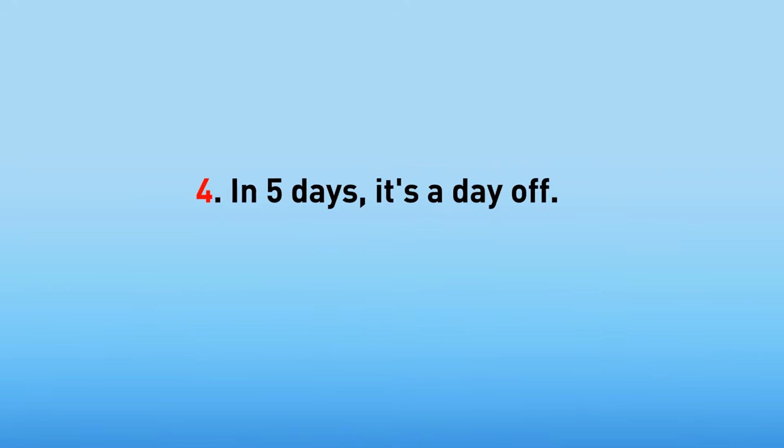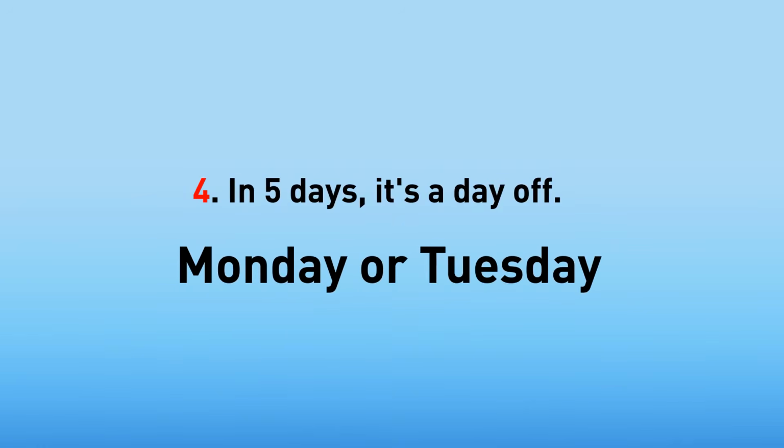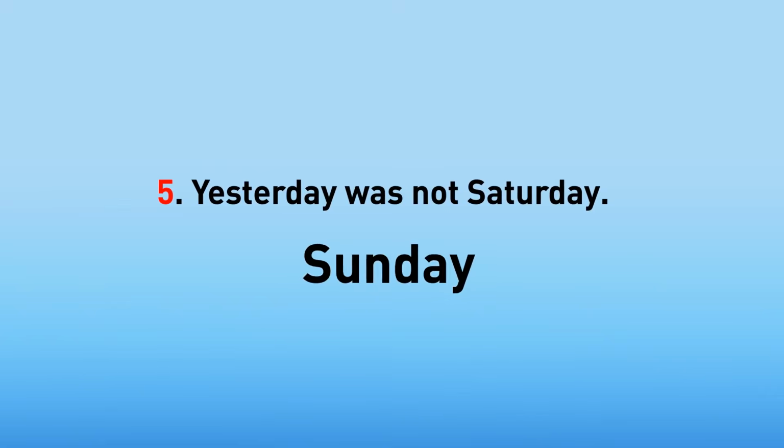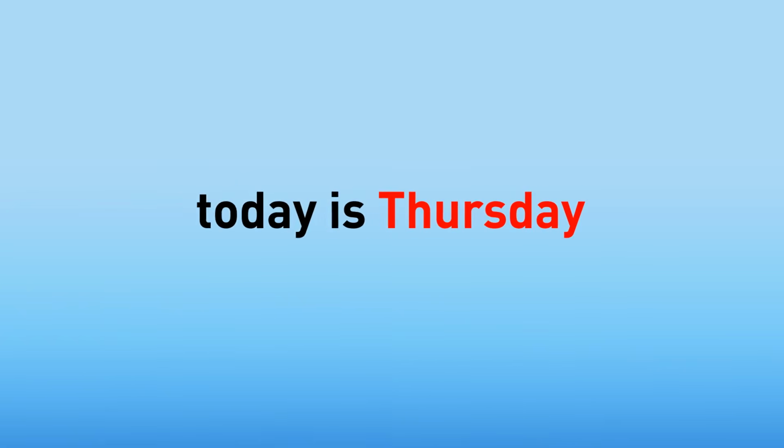It's a day off in 5 days. If this statement was true, today would be Monday or Tuesday. But in this case, the statement contradicts the first and third ones. It must be false. Yesterday was not Saturday. It means that today is not Sunday. Based on all this, we can conclude that today is Thursday.